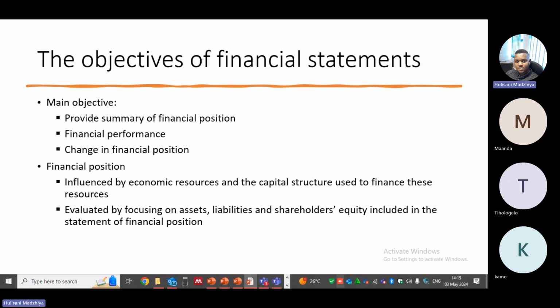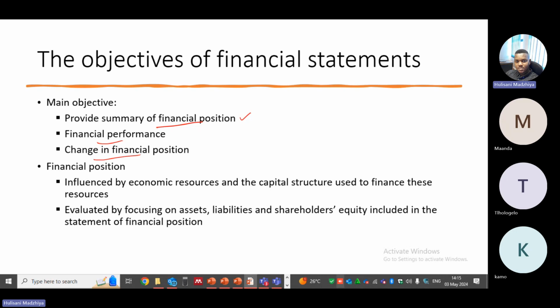So the main objective of the financial statement is to provide a summary of financial position, a summary of financial performance, and a summary of change in financial position. When we talk about financial position, we are talking about your balance sheet statement where you've got your assets, your owner's equity and liabilities.